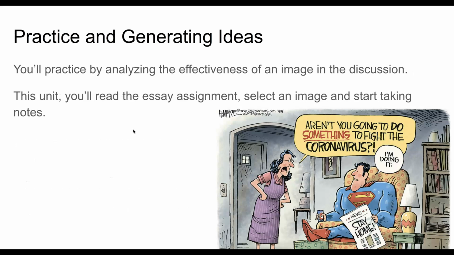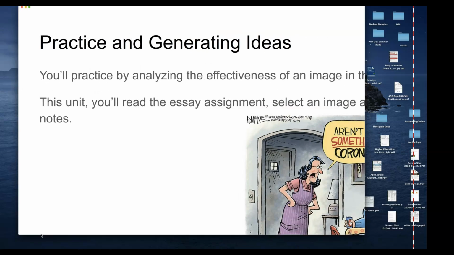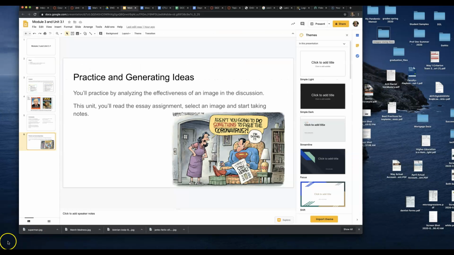So you are going to spend some time in this unit practicing. I've got an image for you in the discussion. It's not this image. I probably should have put this image in there. Maybe I'll add it. You're going to analyze the effectiveness of an image in this first discussion. And in this unit, you're going to also go ahead in the module to read the essay assignment. You will select an image and you're going to start taking notes. Okay, so again, you want to select that image kind of quickly because you do want to give yourself enough time to be able to analyze the image effectively.